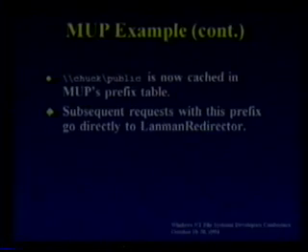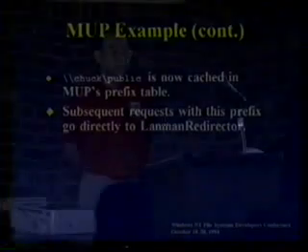A couple of other special cases worth mentioning. If there are no UNC providers registered with the system, MUP will just fail all UNC paths, so it doesn't bother hitting any redirectors then. And if there's exactly one UNC provider, then we'll just give all UNC requests to that guy and not bother keeping the prefix table either.